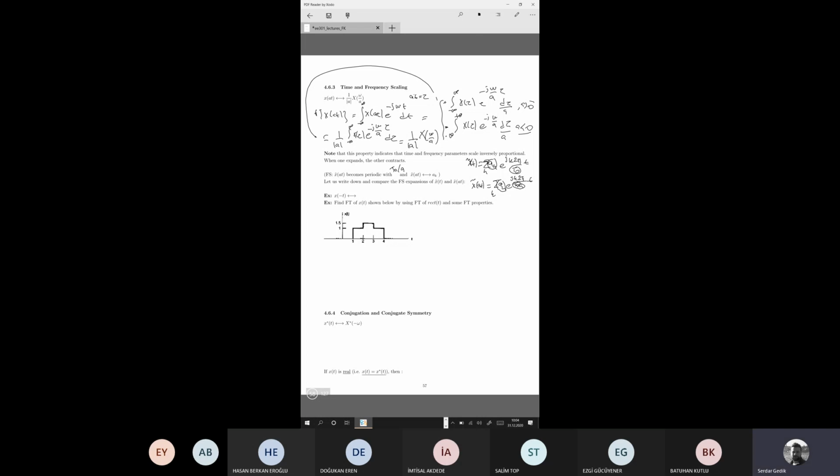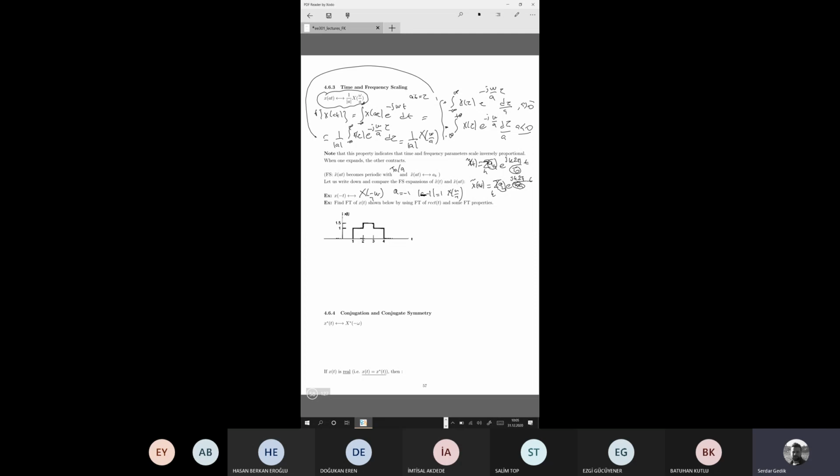Well, I have an example. I have x of minus t, and it has Fourier transform x of minus omega. That's simple. So if you use this formula, a equals minus 1. So absolute value of minus 1 is of course 1. So I only have x of omega over minus 1, which is x of minus omega here.